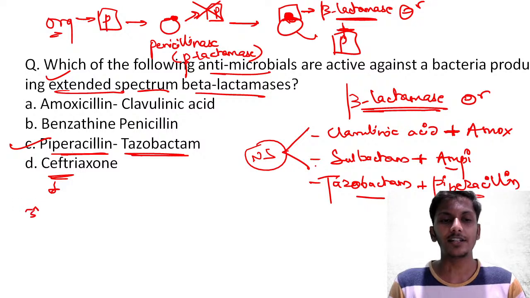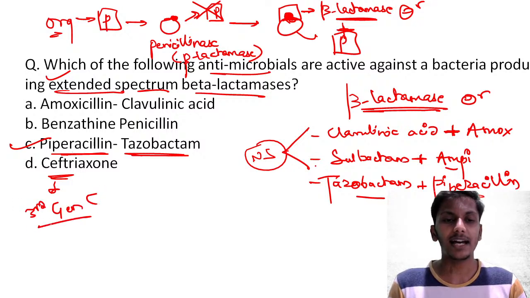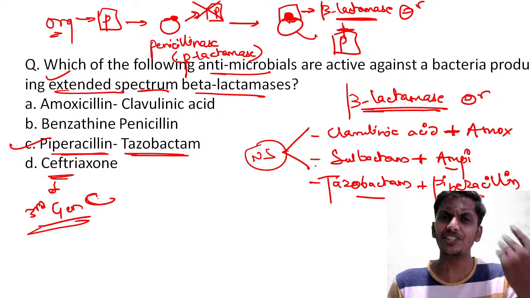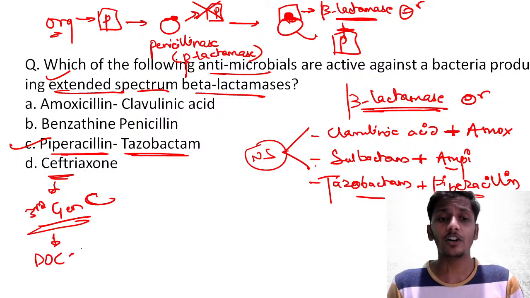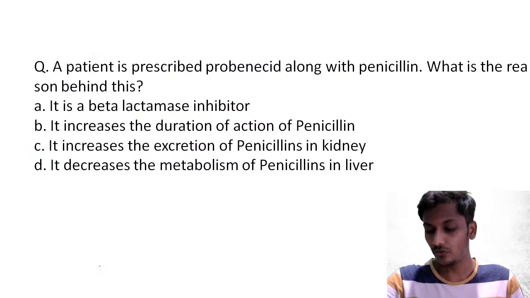Ceftriaxone guys, it is a third generation cephalosporin. इंपॉर्टेंट है याद रखना, कॉमनली प्रैक्टिस में मेनिंजाइटिस में यूज करते हैं. It is rather the drug of choice in typhoid, enteric fever में ड्रग ऑफ चॉइस है. Okay, now let's move further.